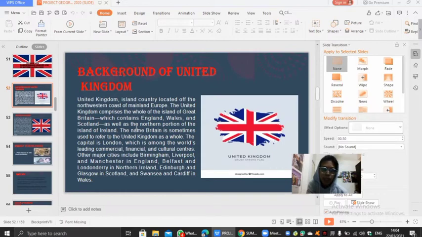Other major cities include Birmingham, Liverpool, and Manchester in England, Belfast and Londonderry in Northern Ireland, Glasgow in Scotland, and Swansea and Cardiff in Wales.